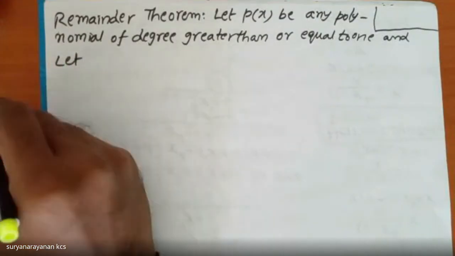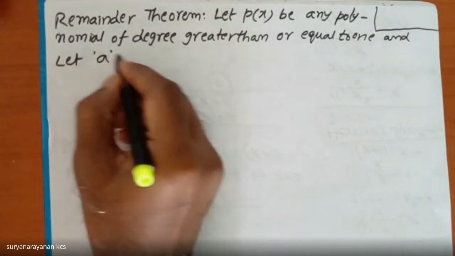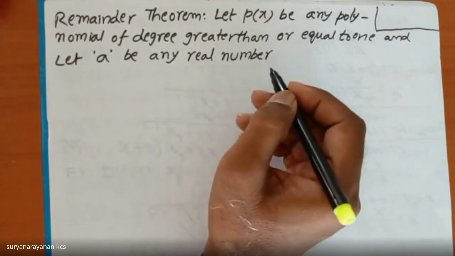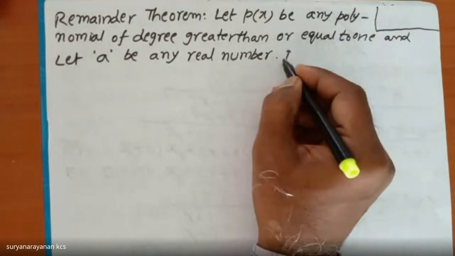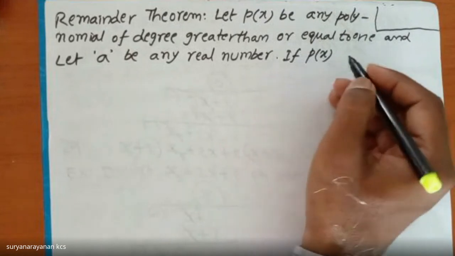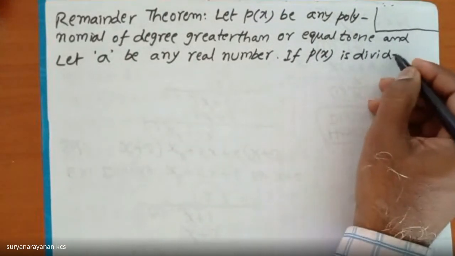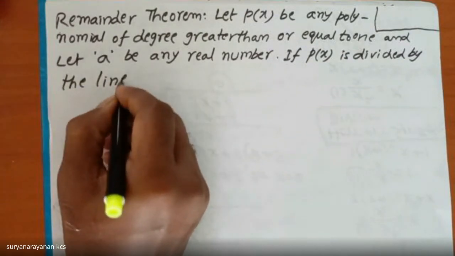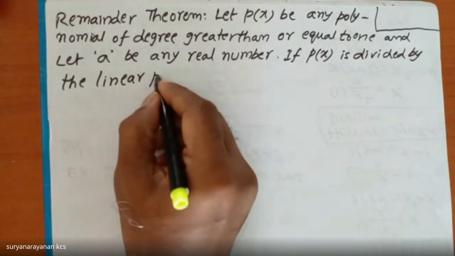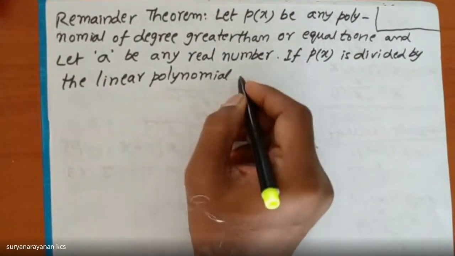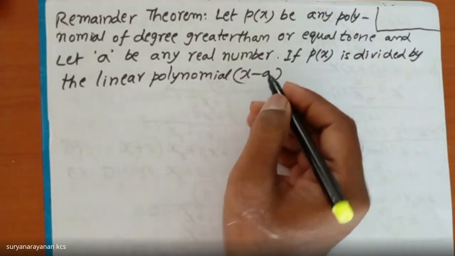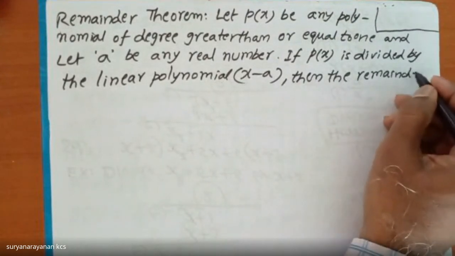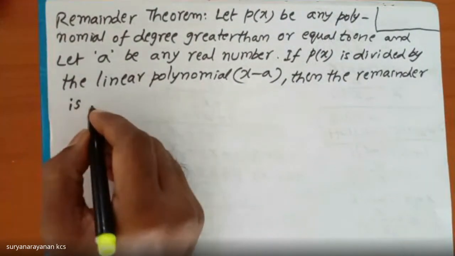Let A be any real number. If P of X is divided by the linear polynomial x minus a, then the remainder is P of A.